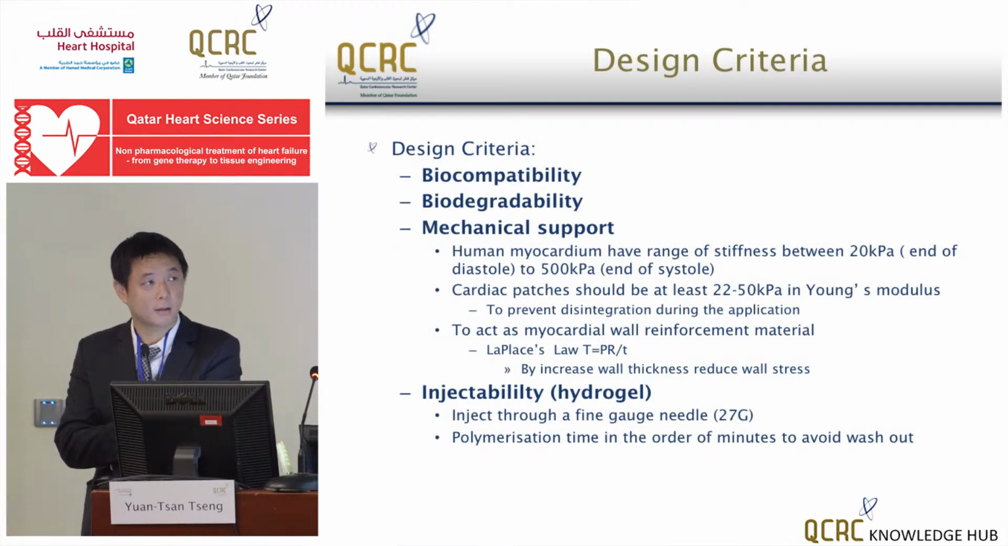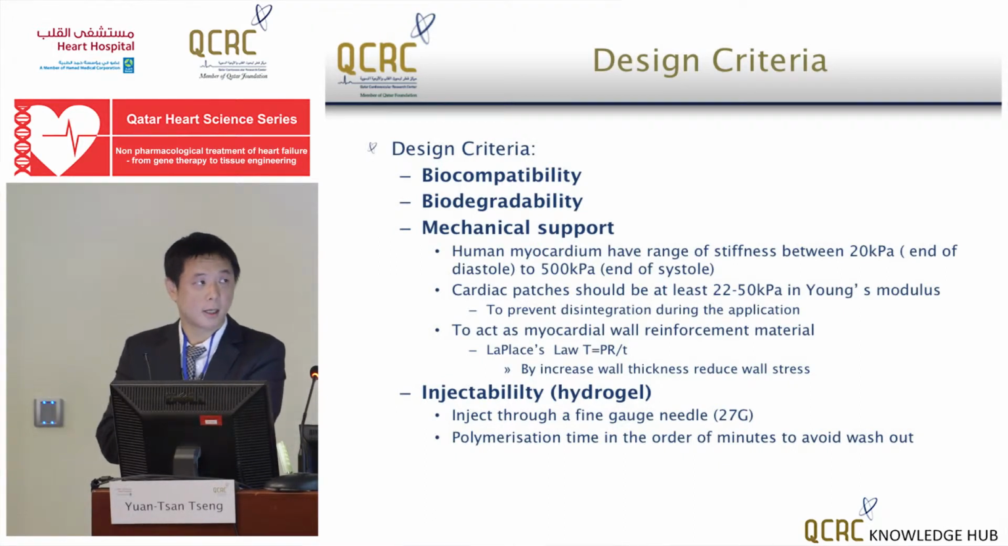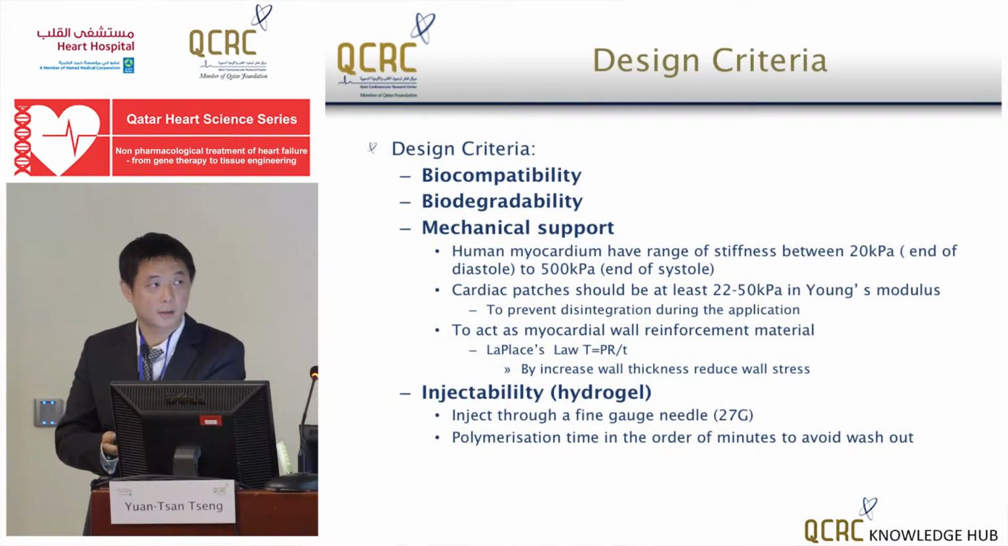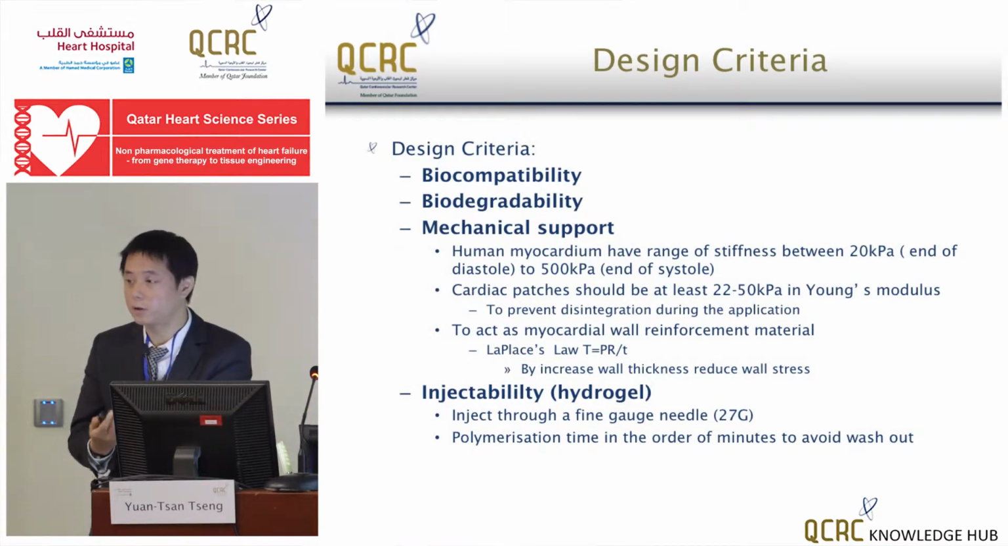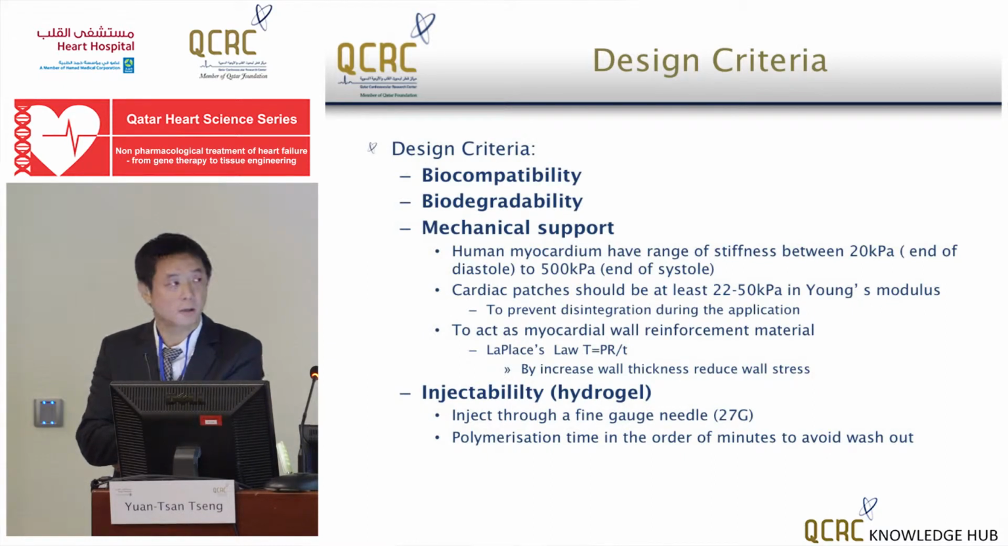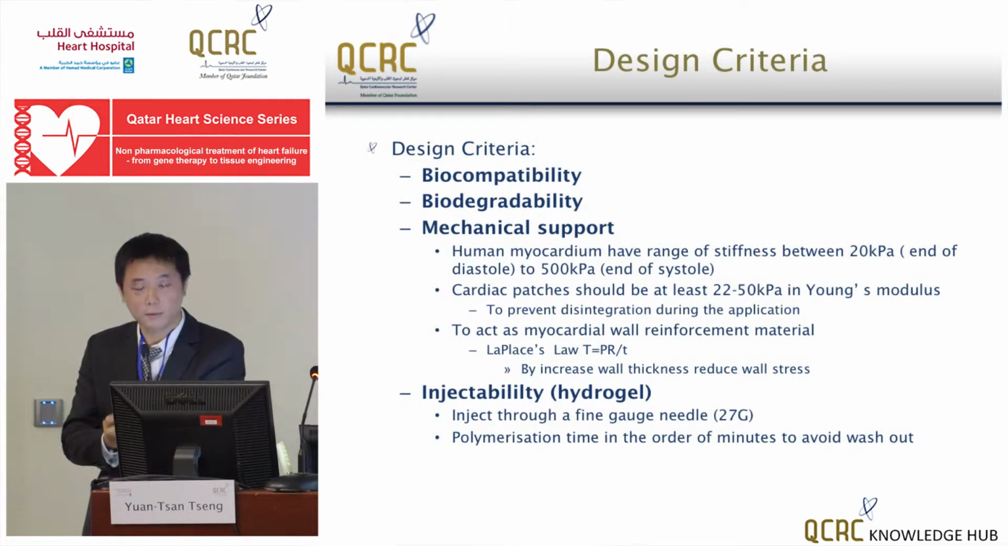Human myocardium has a stiffness between 20 kilopascals and 500 kilopascals. If you are thinking of cardiac patches, for example, or molecular delivery vehicles, we need to have some stiffness. Generally, we can consider 20 kilopascals to make sure the patch stays there. And if you have an application where you are using it as a reinforcement material for myocardial walls, you need to consider what stiffness you need to actually support the wall and reduce the wall stress.